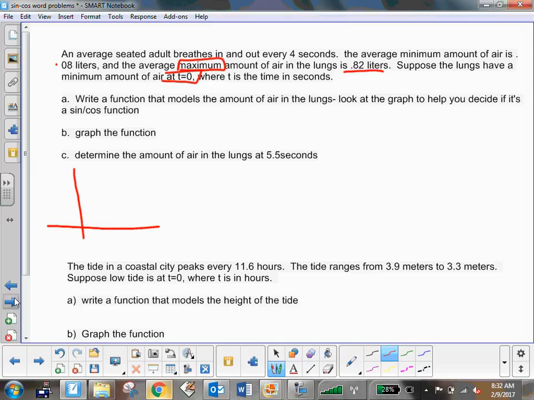No longer are we on the x and the y axis. This is going to be liters, right? How much air we have in our y-axis, and what is our x-axis going to represent? Time. Now, we need to know what is our max? 0.82. So wouldn't that be the most that we would ever have? So we're just going to put an arbitrary 0.82 up here. That's going to be the most.